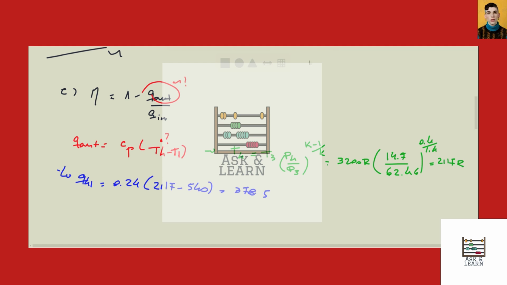Okay, so since we have the output heat, we can finally calculate the efficiency as 1 minus 378.5 divided by 517.4, which gives us an efficiency of 26.8%. And that's the final answer to this problem.